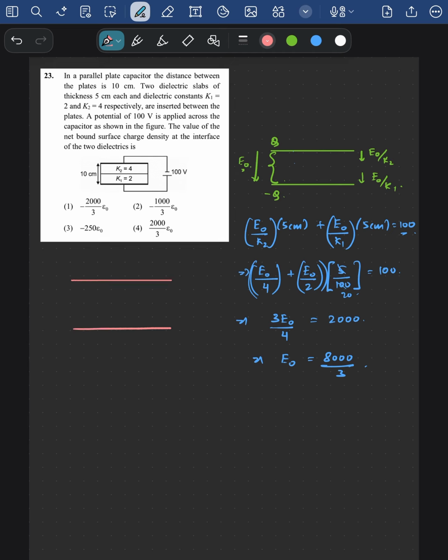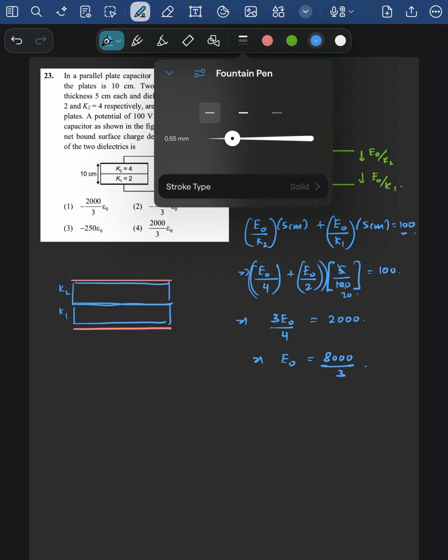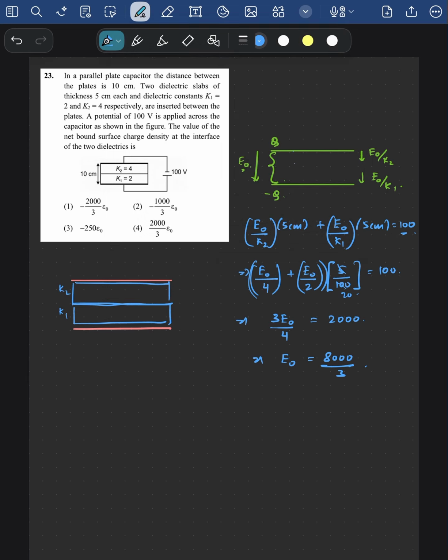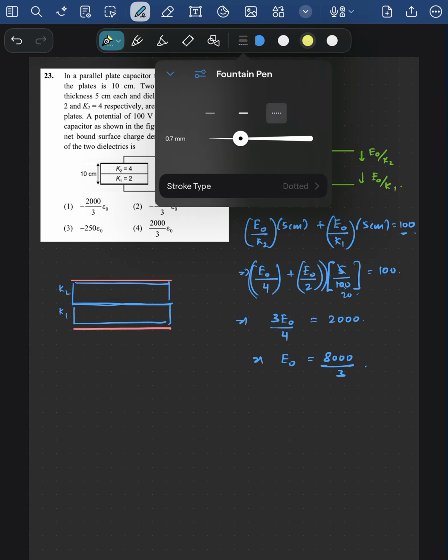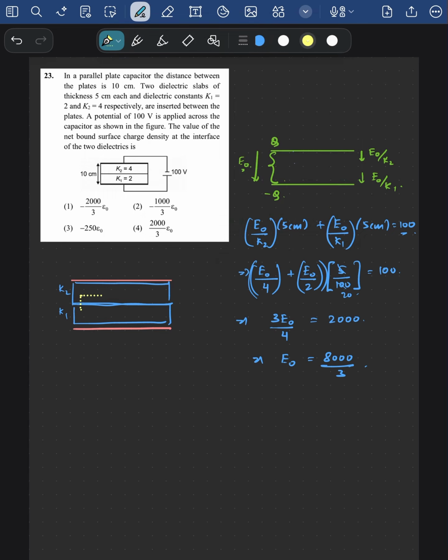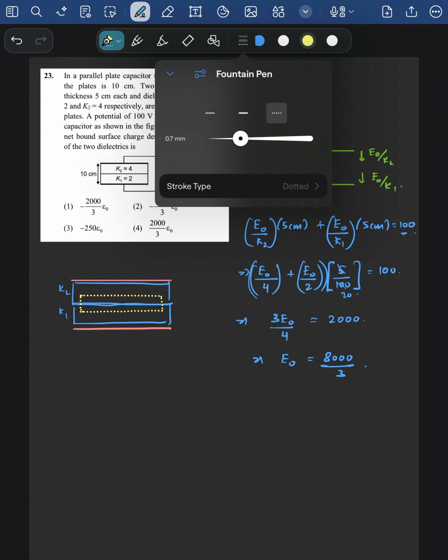I need to find out what's your bound charge at the interface of the two dielectrics. So this is your first dielectric. This is your second dielectric. This has K2 value. This is K1 value. So now the Gaussian surface I'm considering over here is something like this. It's also like a parallel plate, but a cuboid of this. So this is a Gaussian surface I'm selecting right now.